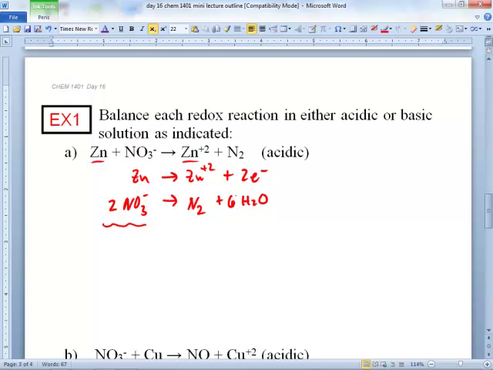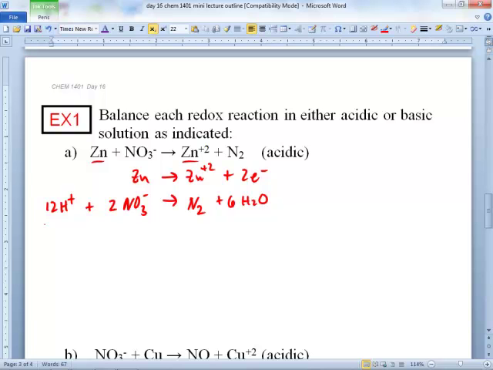Stop me if I lose you here. Okay. And then now you balance the H's by adding H pluses is the next step. Well, how many H's on this side? None. How many on this side? 12. Yeah, 12. So add them to the appropriate side. That means dump them over here. 12 of them. Okay. Now we're on step 4 there.